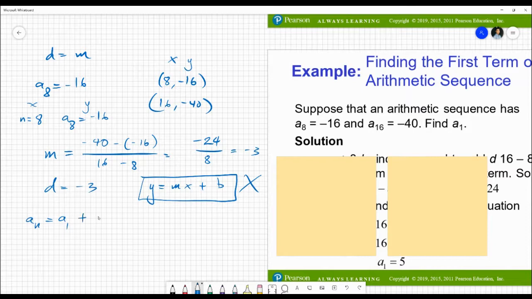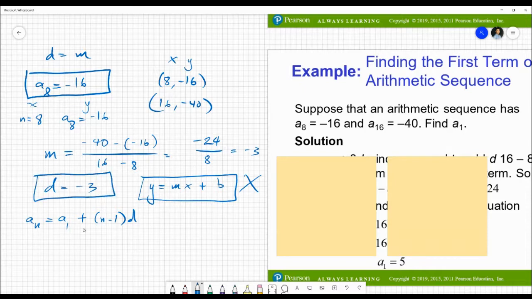So a1 plus n minus 1 times d. We need to use this formula here that involves sequence. All right, so we have this value right here we can substitute in, and we already found d. So plug in everything you know, and then solve for a1.